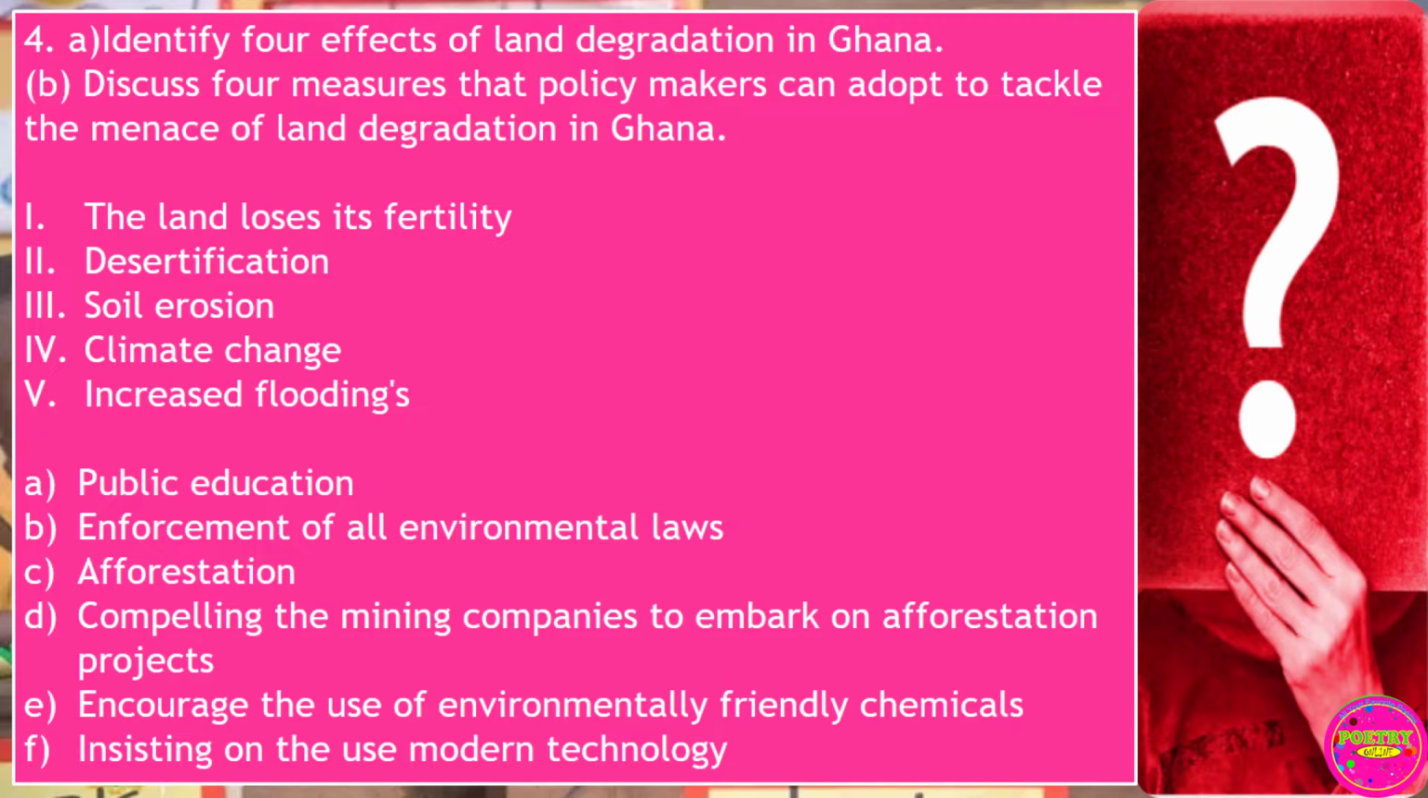Question 4b. Discuss 4 measures that policymakers can adopt to tackle the menace of land degradation in Ghana. Expected answers from candidates include public education, enforcement of all environmental laws, afforestation, compelling mining companies to embark on afforestation projects, encouraging the use of environmentally friendly chemicals, insisting on the use of modern technology.